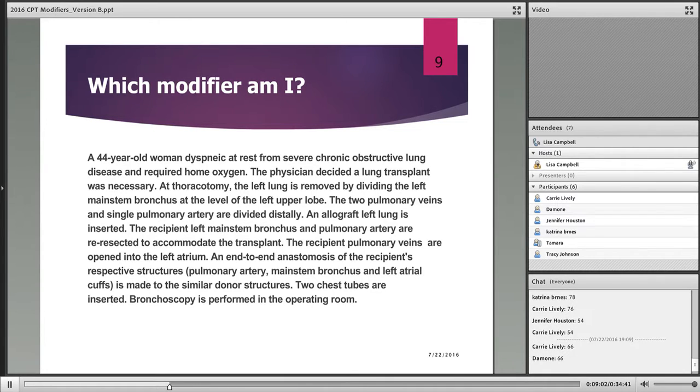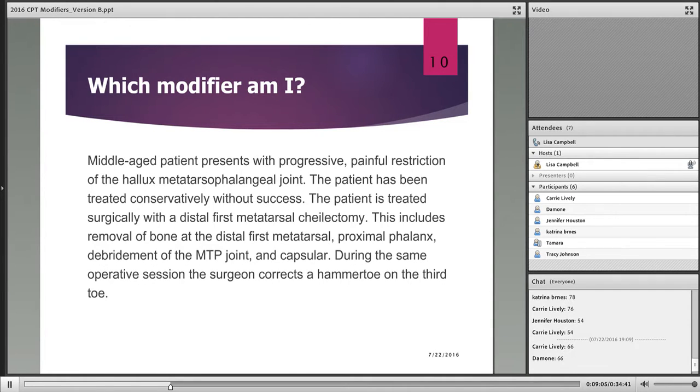That is correct. All right, a middle-aged patient presents with progressive painful restriction of the hallux metatarsophalangeal joint. The patient has been treated conservatively without success. The patient is treated surgically with a distal first metatarsal cheilectomy. This includes removal of the bone at the distal first metatarsal and proximal phalanx, debridement of the metatarsophalangeal joint, and capsulotomy. During the same operative session, the surgeon corrects a hammer toe on the third toe.